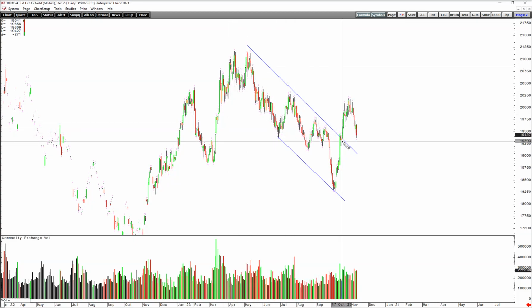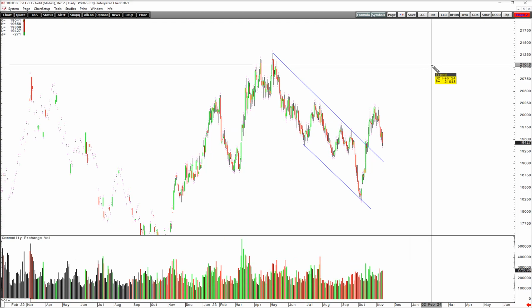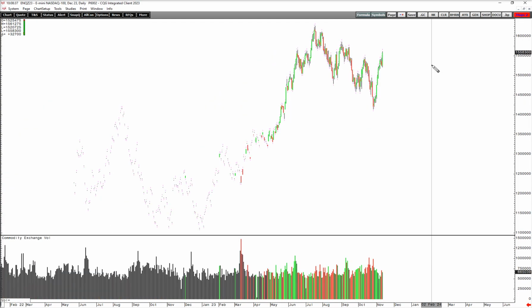But here we had a clear breakout from a channel, getting a pullback. Remains to be seen if it goes all the way into the channel or just stops at this horizontal level. But again, just another thing to keep an eye on.